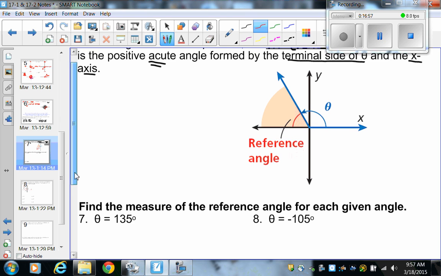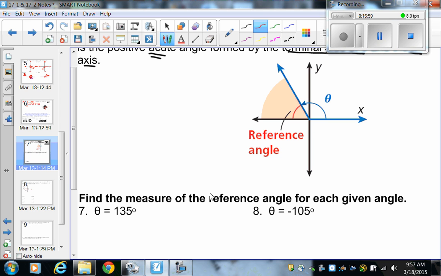So let's look at this. If we find the measure of the reference angle for each of the given angles, so theta equals 135. If I think of this in terms of 135, it would be in the second quadrant right here, then I would have to find this angle here. Well, we know that the whole thing here is 180. So I can just say that theta's reference angle is 180 minus 135, which would equal 45 degrees.